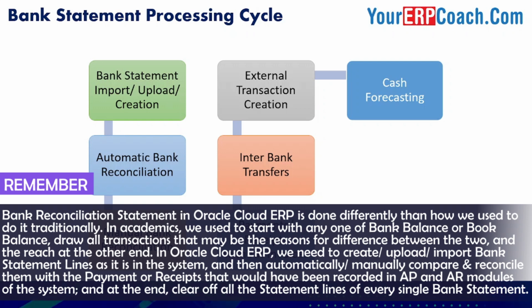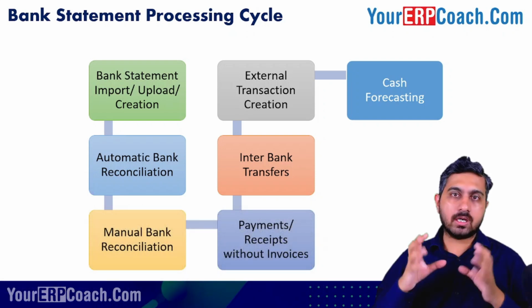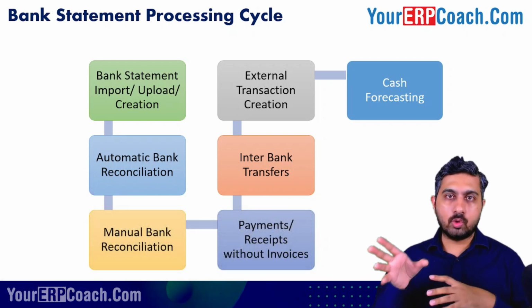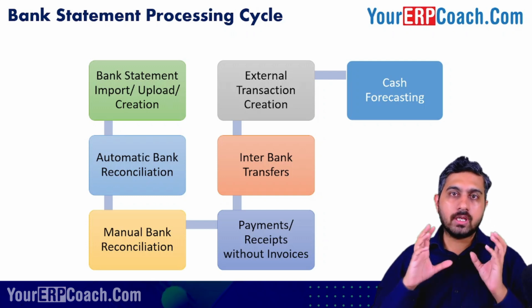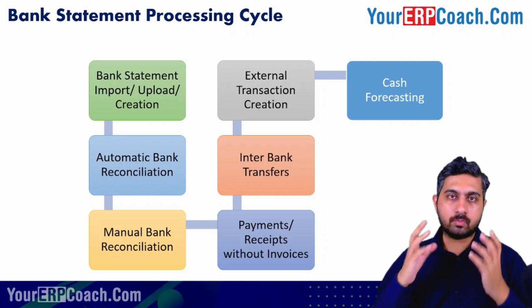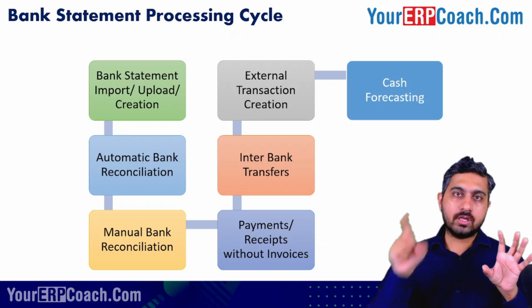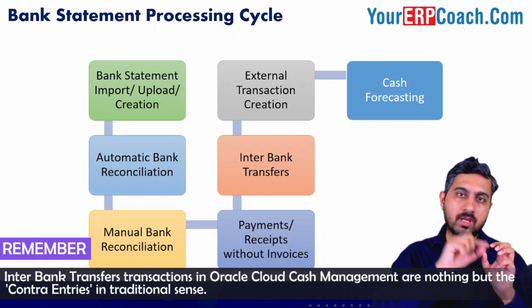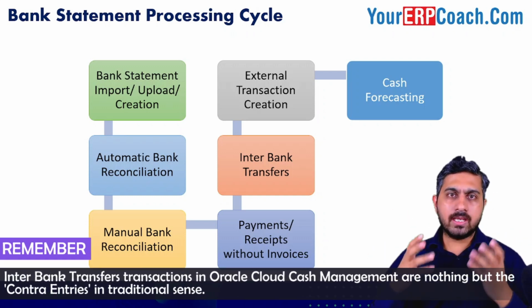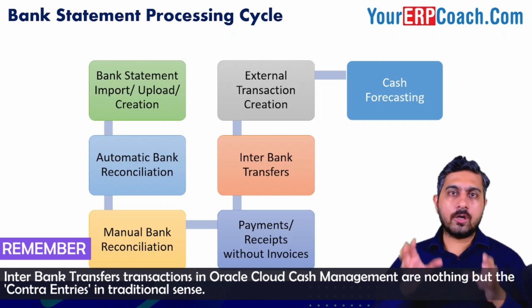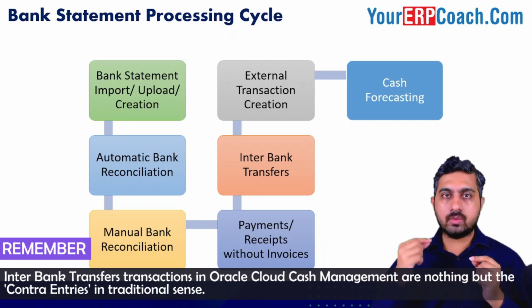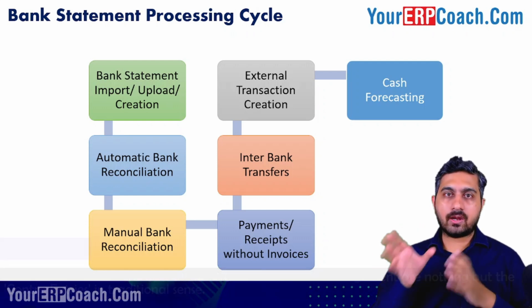After the external transactions, there can be two other types of transactions that can be created in the Oracle Cloud Cash Management module, which are, first of all, the interbank transfers. Suppose that you as an organization have two different bank accounts and you are transferring funds from one bank account to another bank account. In simple language, it is called a contra entry. So these contra entries are created in the system as interbank transfers.